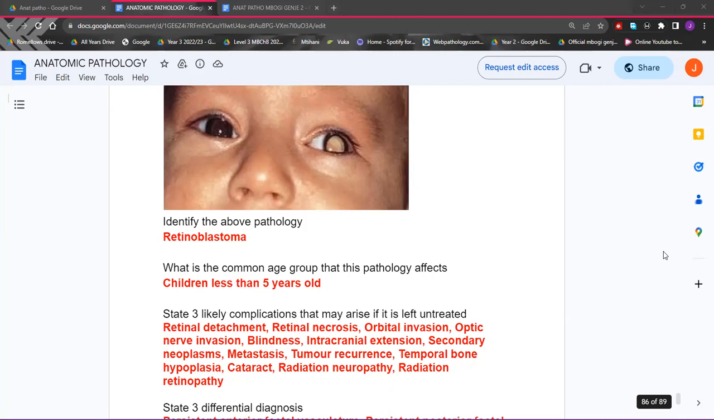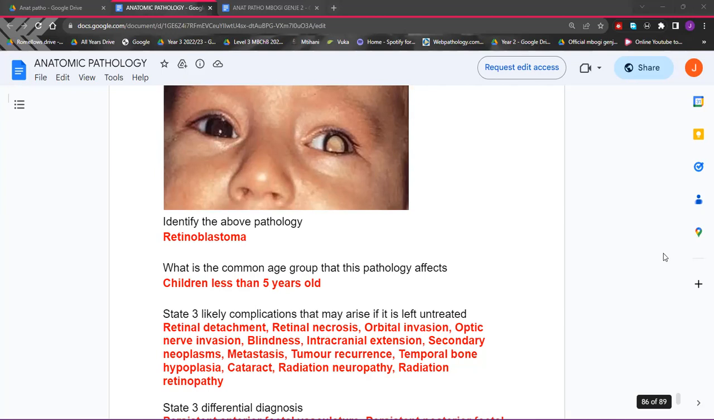What are other differential diagnoses of this pathology? Maybe instead of retinoblastoma, what else could it be? What else does it look like? Maybe we can attempt. Strabismus. Maybe. I think strabismus is when you have misalignment of gaze. Congenital cataracts.